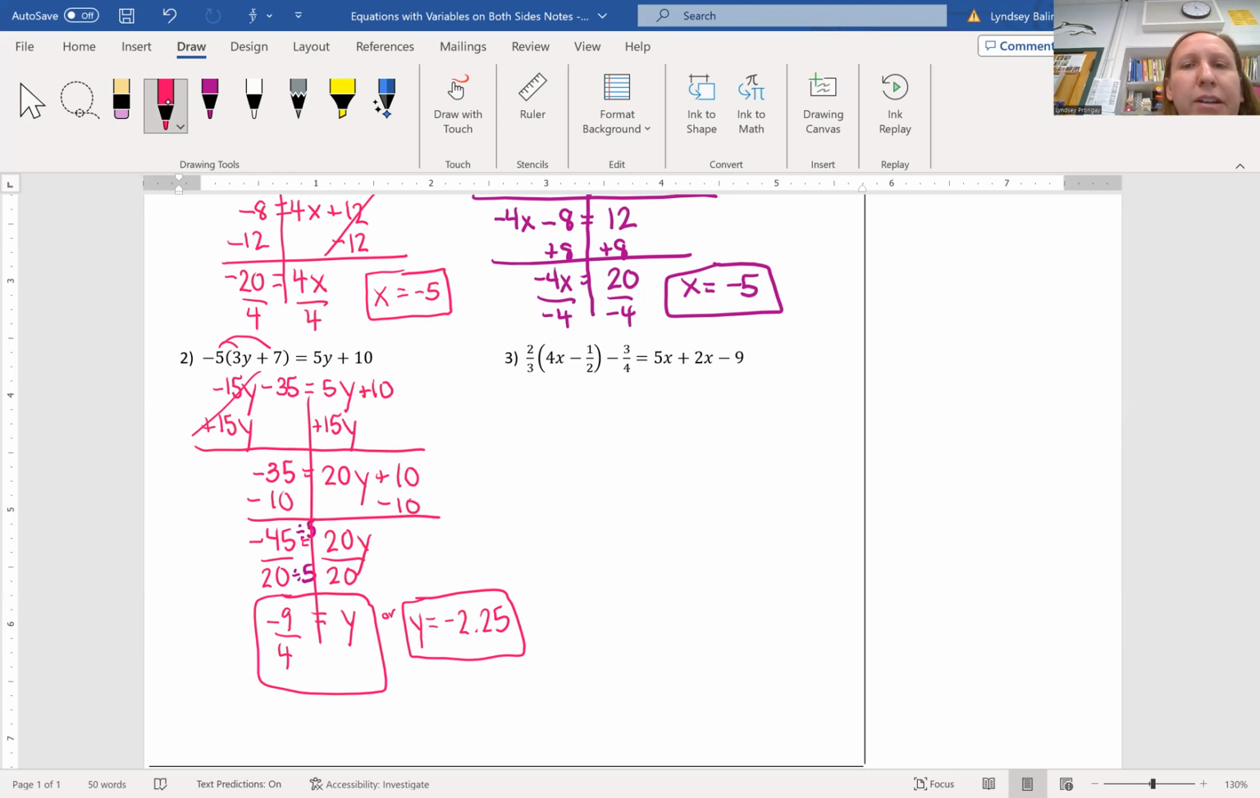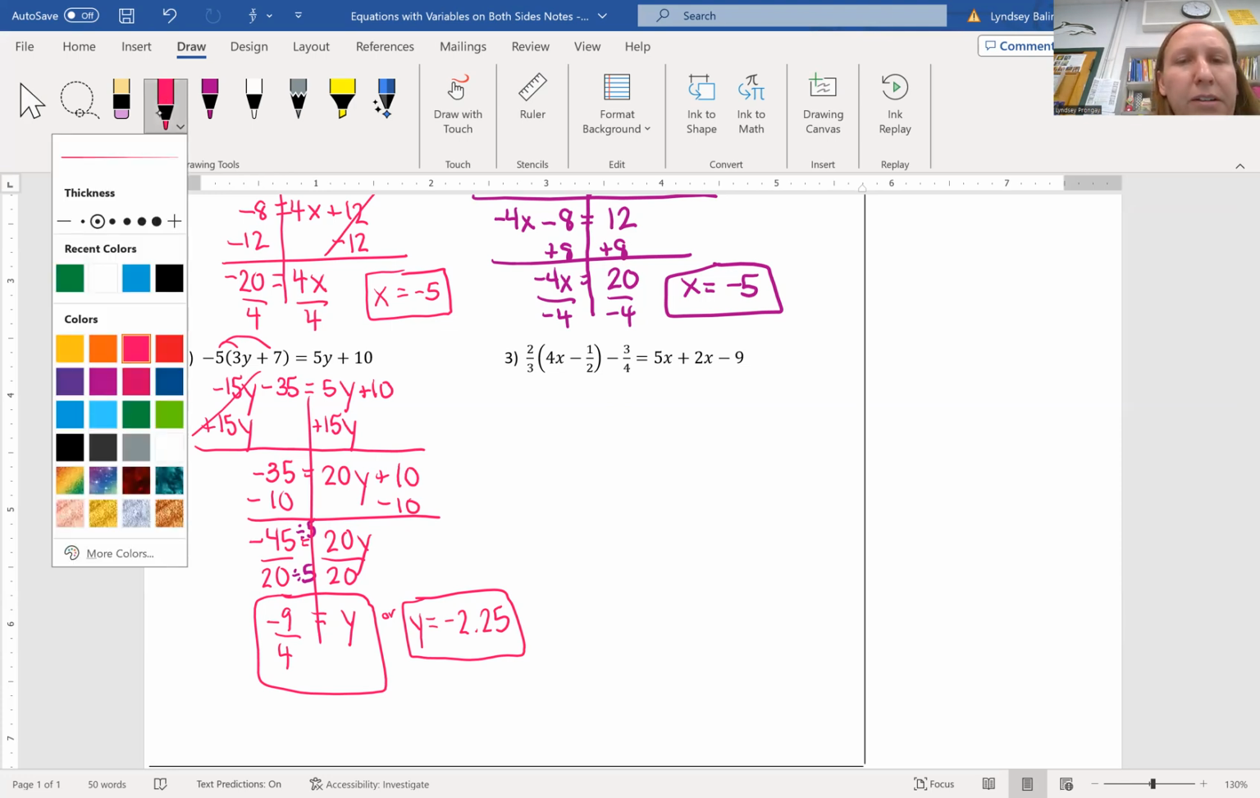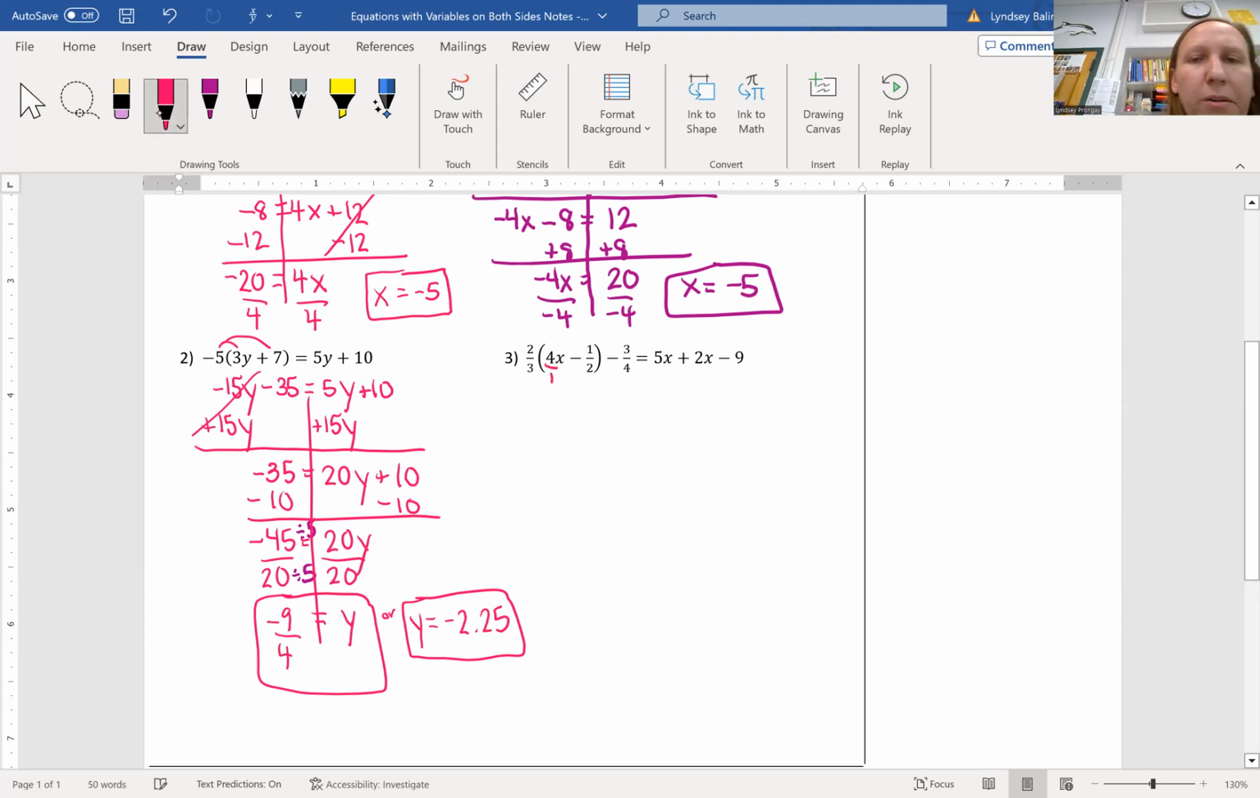Okay, and the last one, I know it's a little bit of a doozy, but let's get through this. We got some fractions we have to deal with, but we're still going to make sure we're simplifying, combining anything we need, and then moving your x's to the same side so that we can get them alone on one end. So we have 2/3 multiplied by some parentheses. Remember that this is really like 4/1. And if you're having trouble doing it as it is, feel free to write it on the side of your paper. That's totally fine.